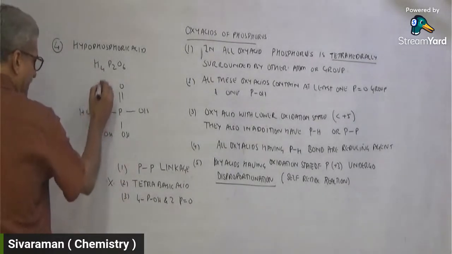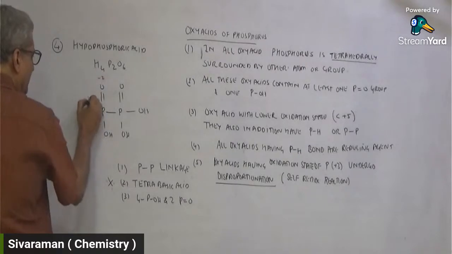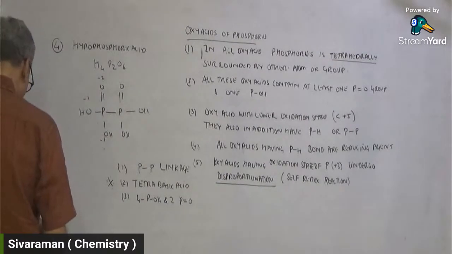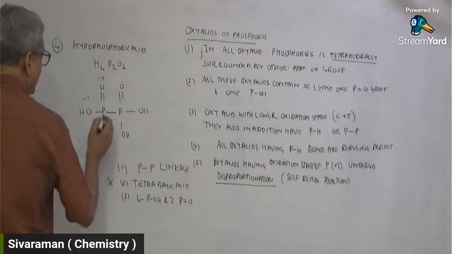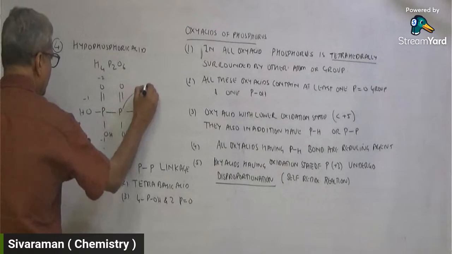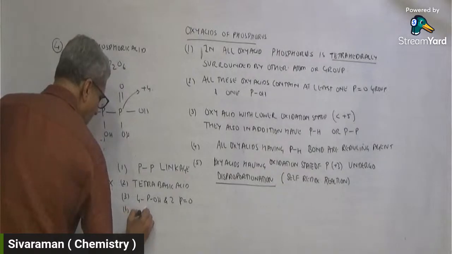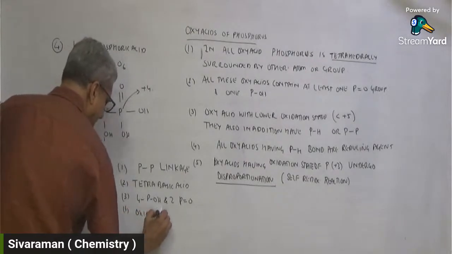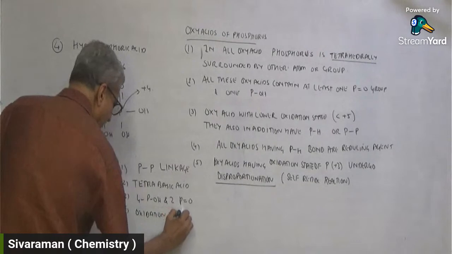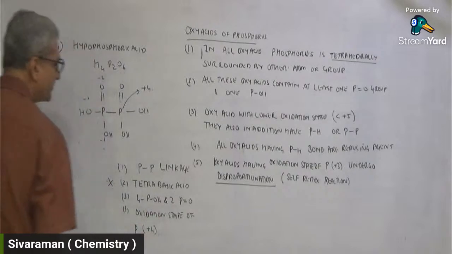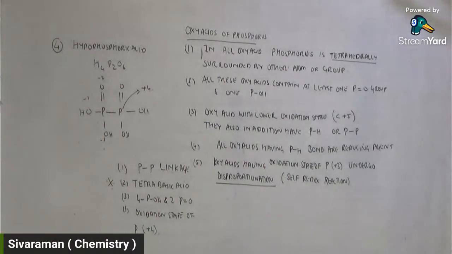So what can I say? This is -2, this is -1, and this is -1. So once again, each phosphorus will have an oxidation state of +4. The oxidation state of phosphorus is +4. Okay. Then what else can we talk about?